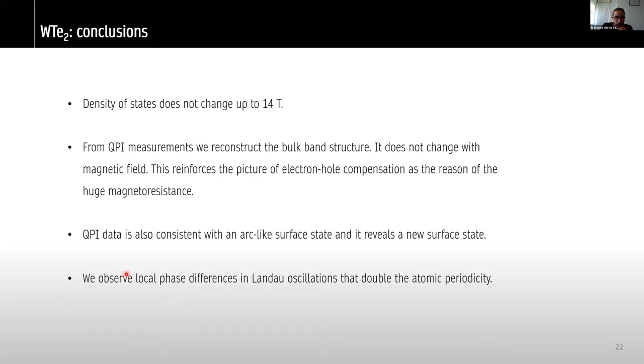And finally, we observe this strange local phase difference in Landau oscillations that doubles the atomic periodicity. And as I said, if you want to discuss more about this, visit Raquel at the poster this afternoon.